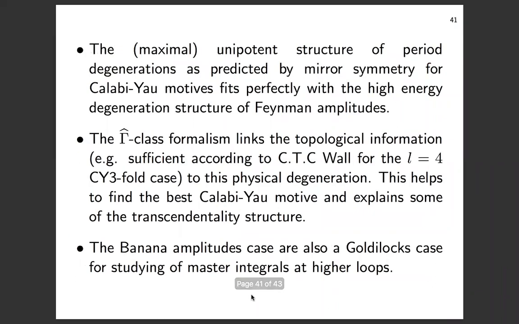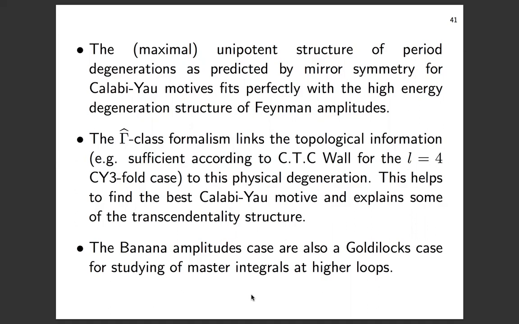So one thing which I find remarkable, which has not been appreciated so much in the Feynman graph literature, is that this maximal unipotent point where the periods degenerate maximally actually fits perfectly with the high energy degeneration structure of this Feynman amplitude. So the people know that they will get a lot of logs in this limit, but they haven't appreciated that if you have a Calabi-Yau description, this corresponds to the maximal unipotent monodromy.